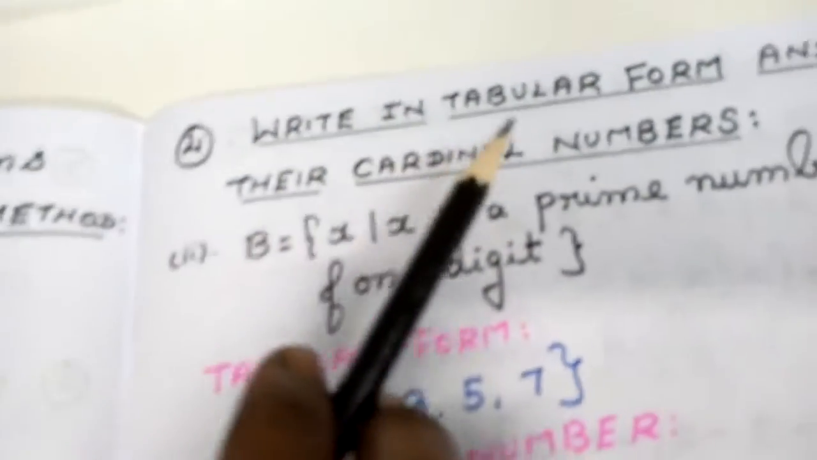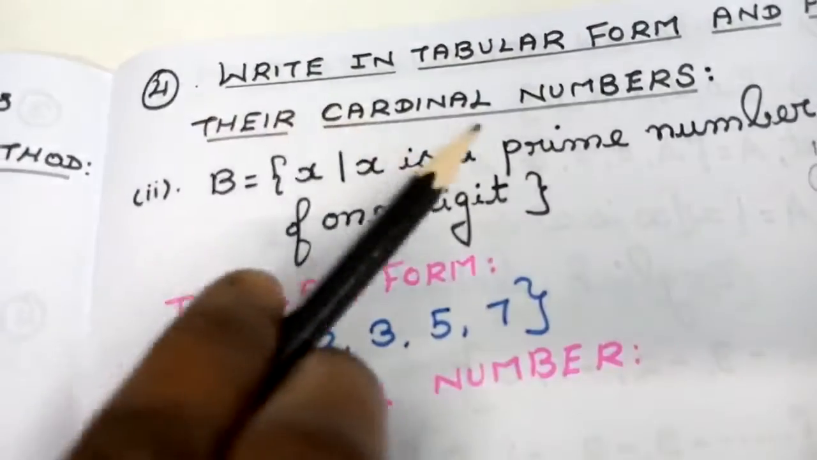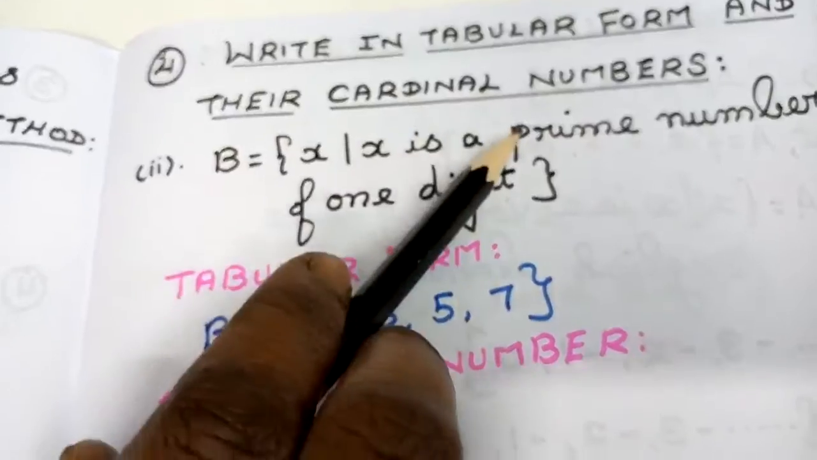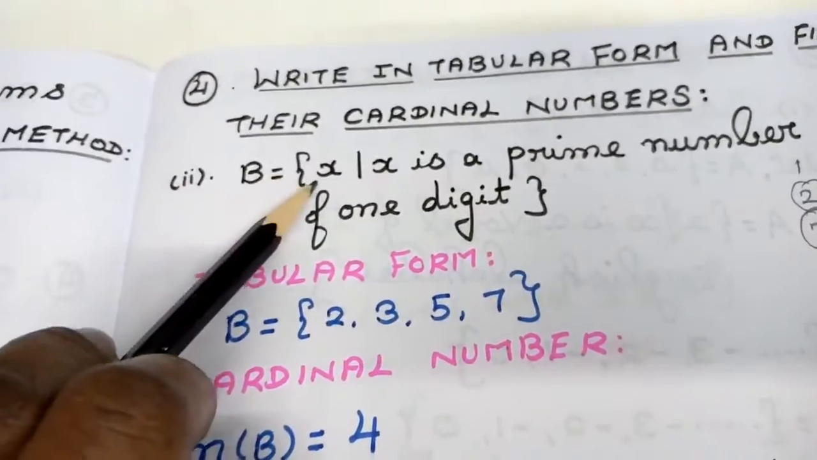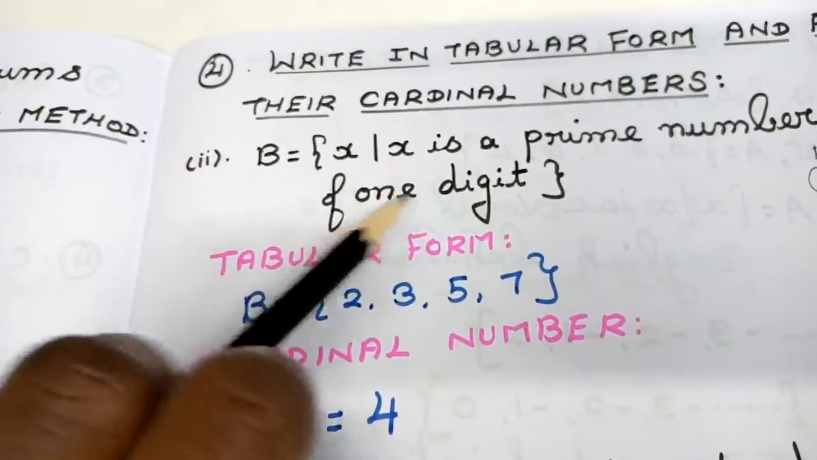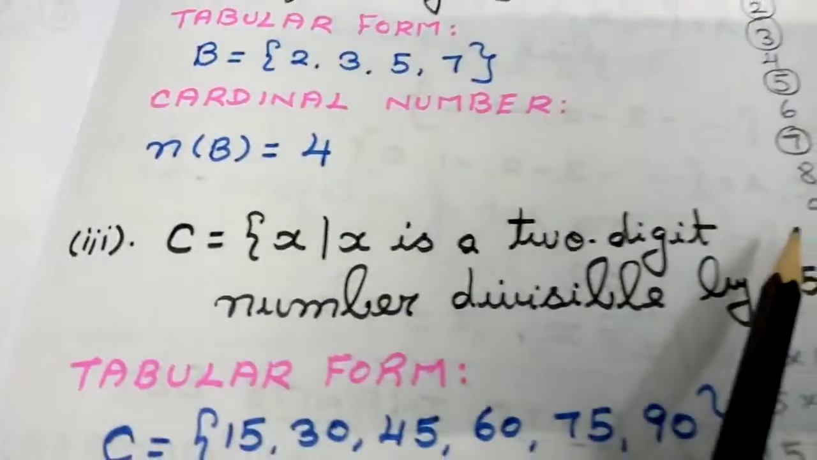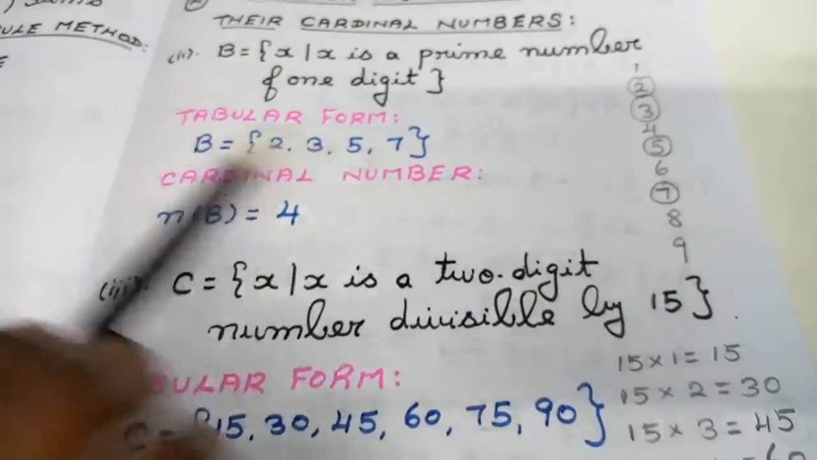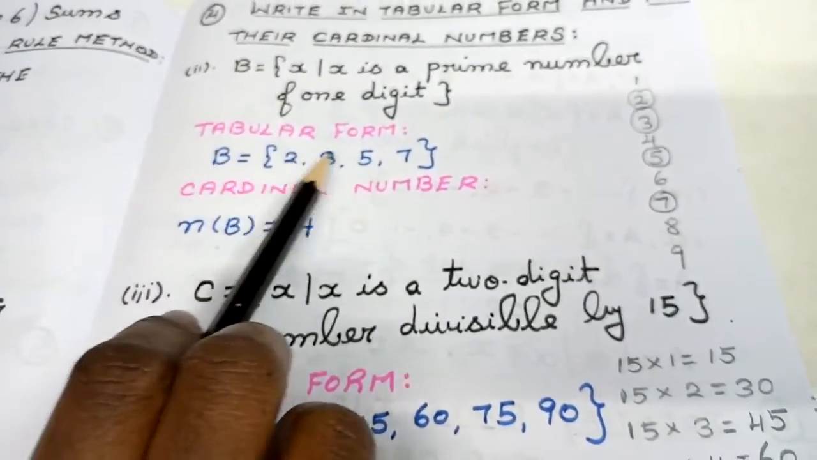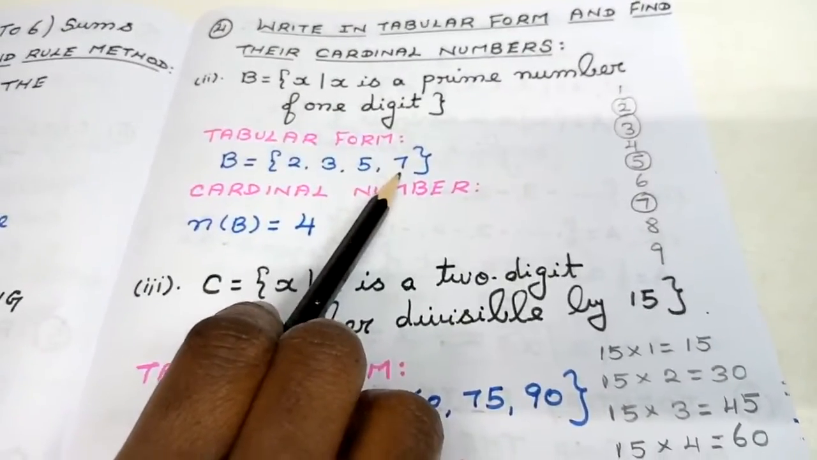Coming to the fourth question. Write in tabular form. The meaning of tabular form is nothing but roster method, and find their cardinal number. So I am taking the question which is given in your book: x such that x is a prime number of one digit. What is the meaning of one digit? It means 1 to 9, I am writing the numbers. In that I am selecting only the prime numbers: 2, 3, 5, 7. These are called one-digit prime numbers.